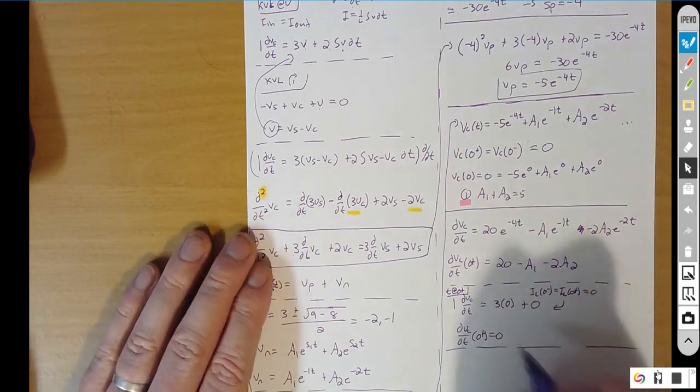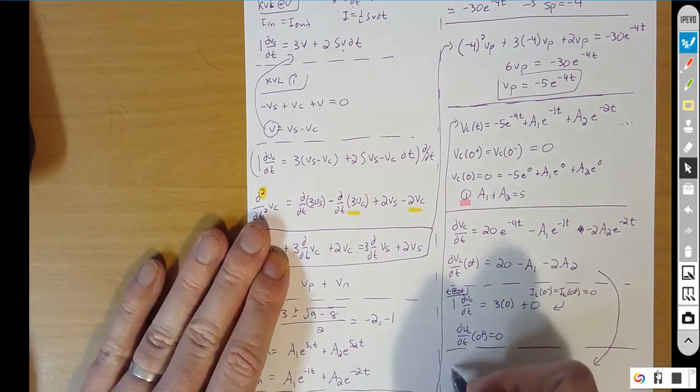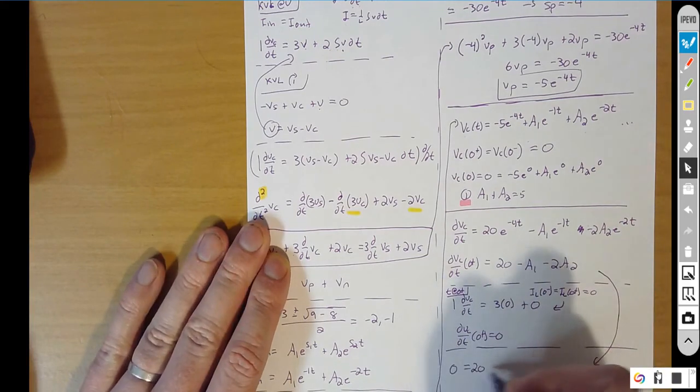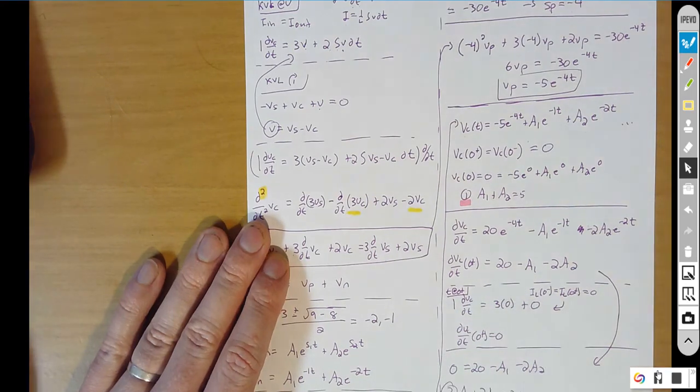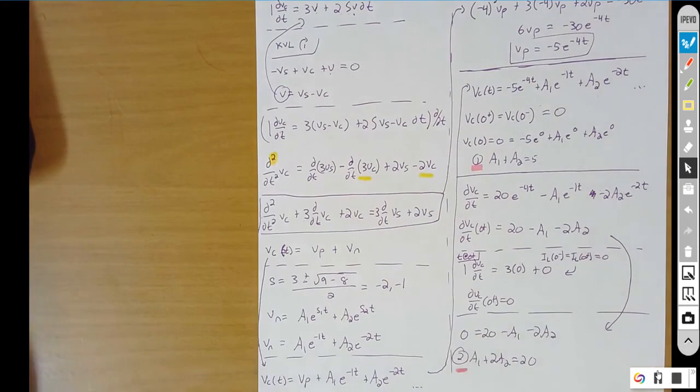We bring this equation back down. We put a 0 here. 0 equals 20 minus A1 minus 2A2. And we now have an equation that says that A1 plus 2A2 is equal to 20. That's equation 2. So now I have two equations with two unknowns. We can solve those however we want. So I'm going to write this back on the board and then we'll finish up.